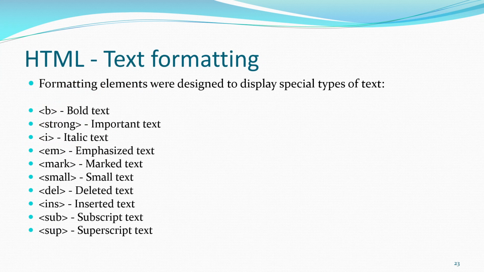Some of the other elements that help us format the text are the B tag for bold, marking text, deleting text, so that's the strike through, subscript, superscript, and italic. Basically anything we can do in Word, we can do in HTML.